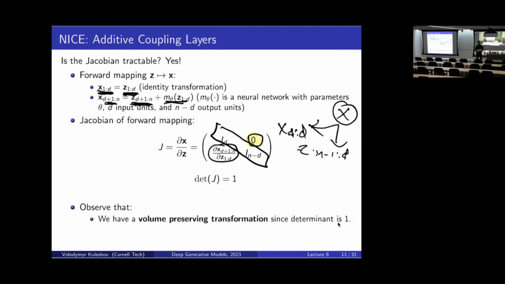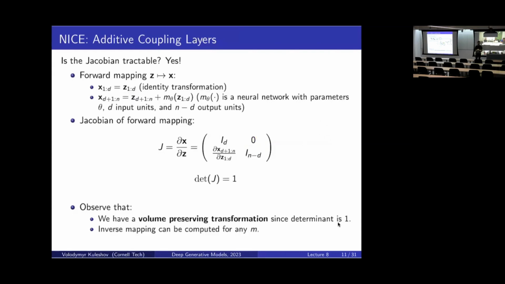Let me know if that makes sense or not. But the point here is that the Jacobian is triangular, the entries on the diagonal are 1, and therefore we have a volume preserving transformation, and the determinant is always 1. So we don't even have to include the determinant in our loss function. It's always 1 for any choice of this neural net M, which is really powerful. It means that we can use any architecture that we please within this normalizing flow layer, and it still gives us the kind of invertible volume preserving transformation that we're looking for.